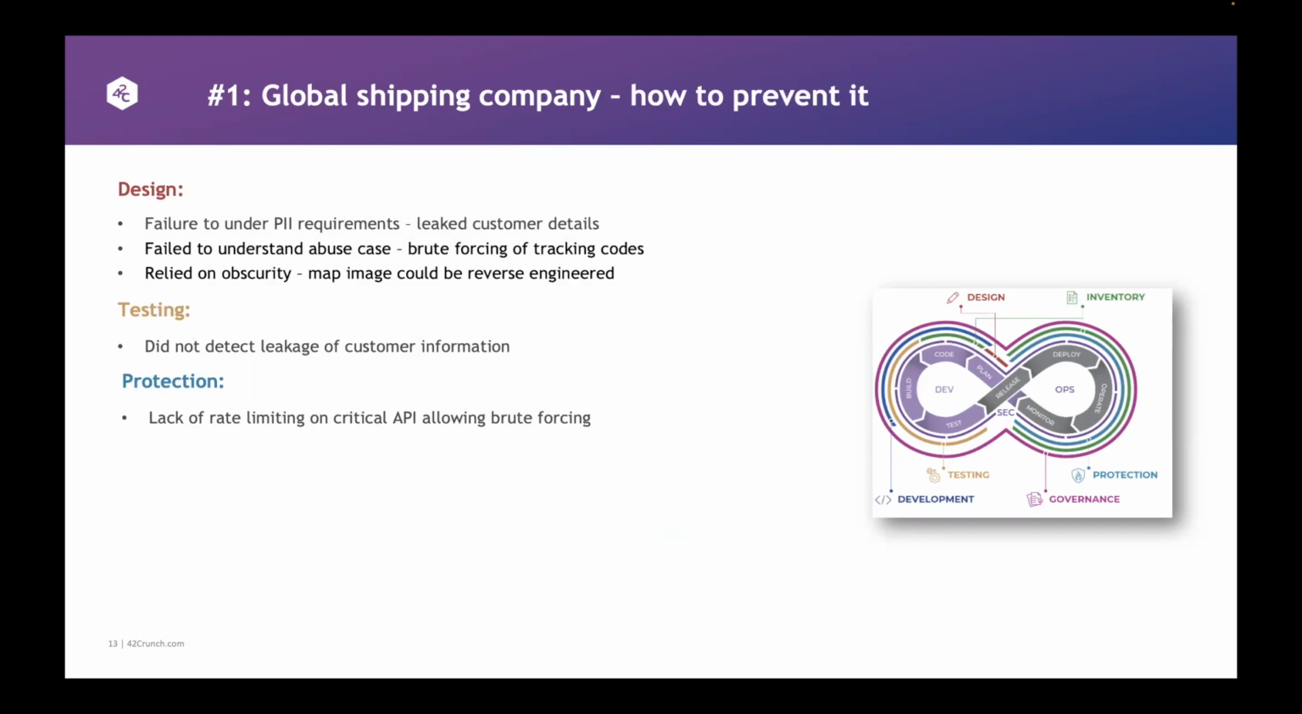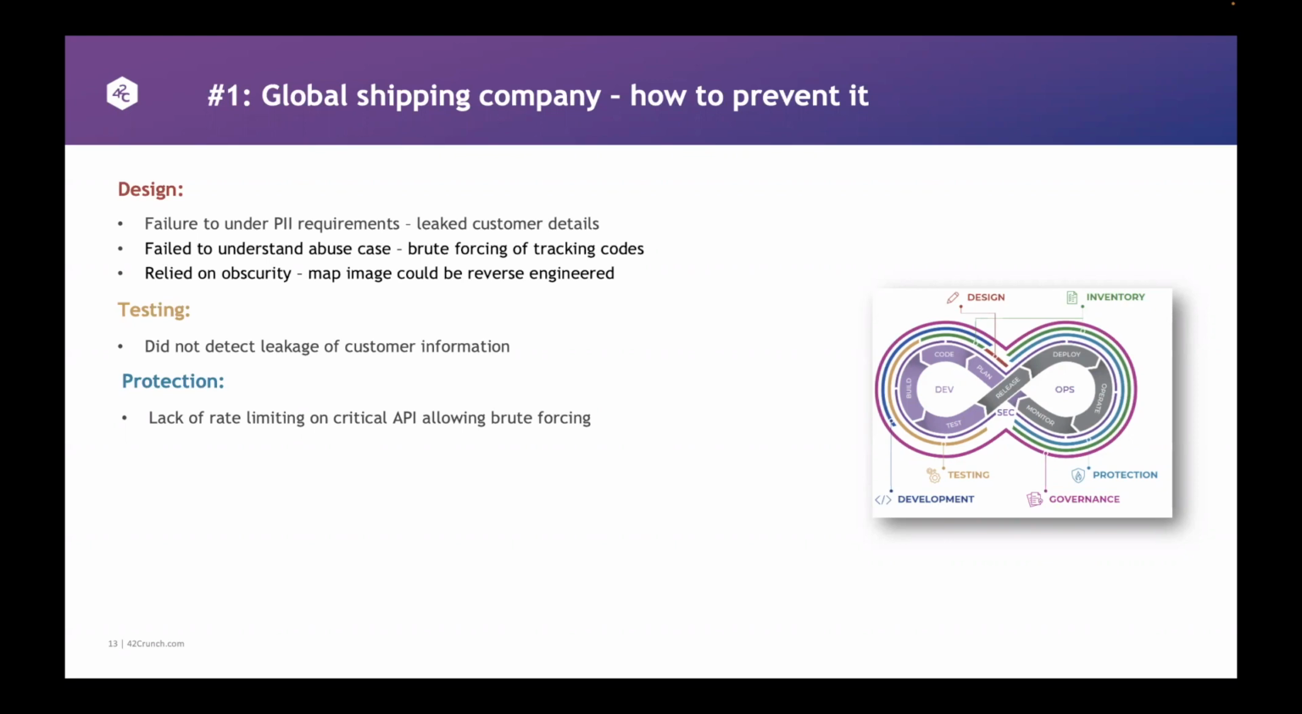So design. Firstly, they didn't understand their PII requirements. They should never have been exposing PII customer details over the API. They failed to understand that an attacker didn't need to have a parcel number; they could fake the parcel numbers. We all know these things are standard patterns, and that's exactly what the attacker did. Because that endpoint wasn't rate limited, they didn't realize that the attacker could just guess and move through these. Also, they somewhat relied on obscurity. That map image that they returned, they assumed it was obfuscated sufficiently.